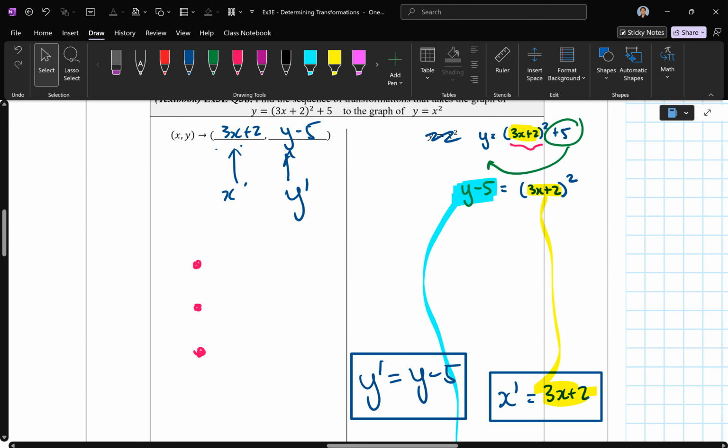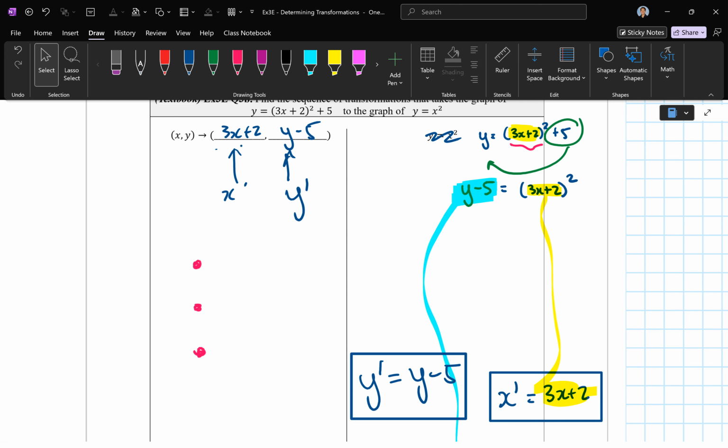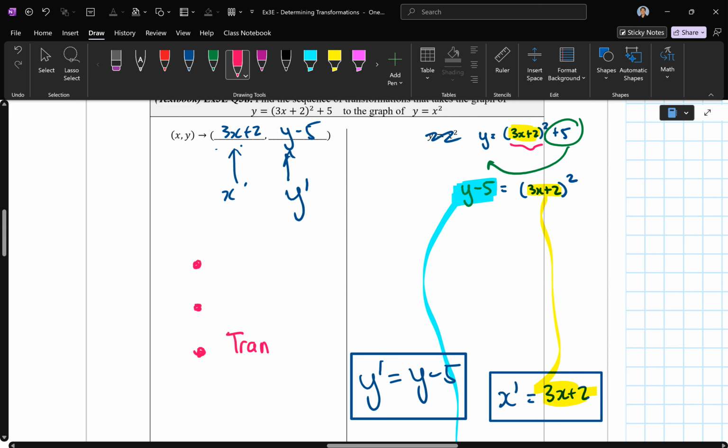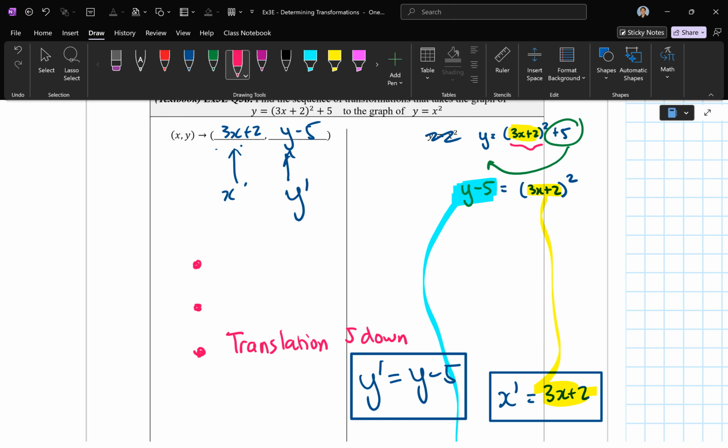It is, that's true, but make sure to do D then T, so in that order. So the translation, yes, it is 5 units down. I'm just going to write it here. Translation 5 down. Which one comes first?